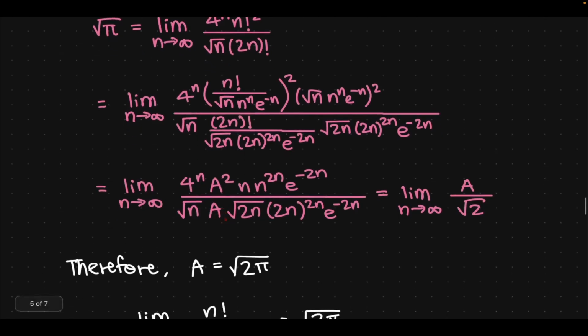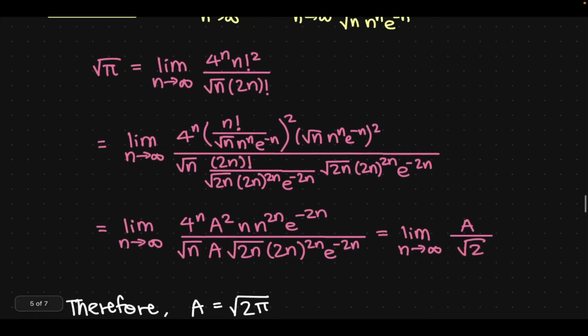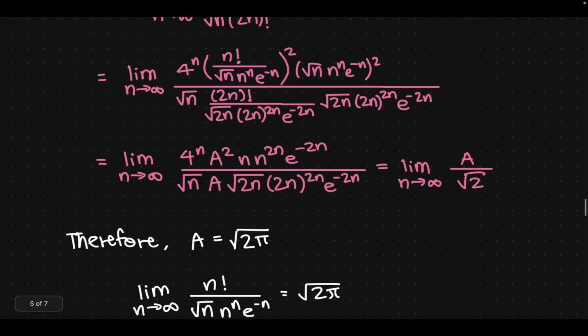So we have A times square root 2 pi, and then we have 2n to the 2n e to the minus 2n. We can cancel so many things. A is just a number, so we can always pull it out of the limit. We have A times the limit as n goes to infinity of 1 over square root 2. All this was equal to square root pi, so we can just see by rearranging that A, capital A, is square root 2 pi.